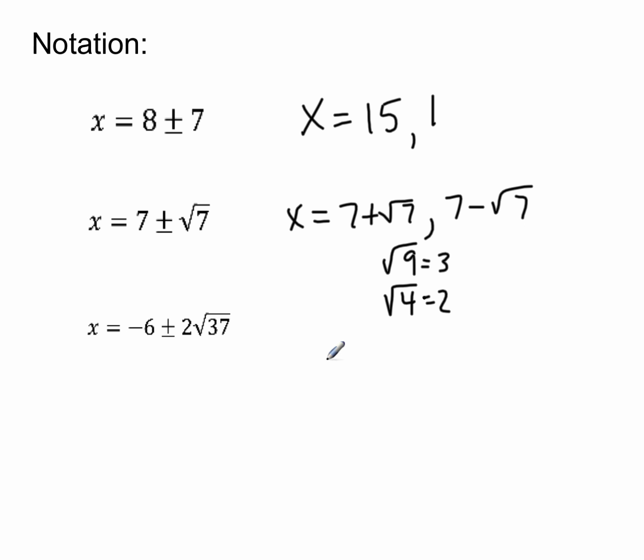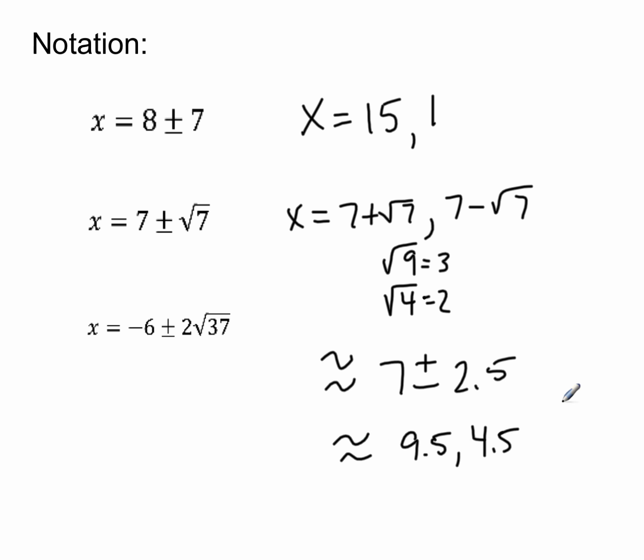So really my answer here, if I were to estimate it, would be 7 plus or minus 2.5, because root 7 is between 2 and 3. So really this one is x equals 7 plus 2.5, 9.5, or 7 minus 2.5, 4.5. And it's approximate because root 7 is not exactly that.